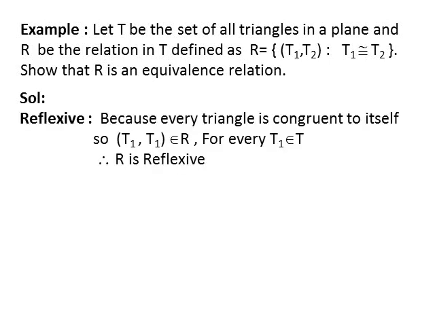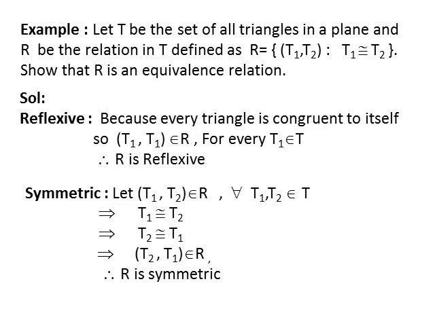As we know, every triangle is congruent to itself, so ordered pair (T1, T1) belongs to the relation R. Therefore, R is reflexive. For symmetric, let's assume that ordered pair (T1, T2) belongs to the relation R. It means triangle T1 is congruent to triangle T2. So, triangle T2 is also congruent to triangle T1. This implies ordered pair (T2, T1) belongs to the relation R. Therefore, R is symmetric. Now we check transitivity.